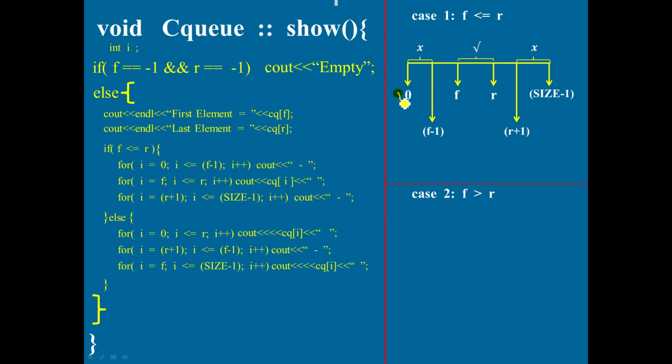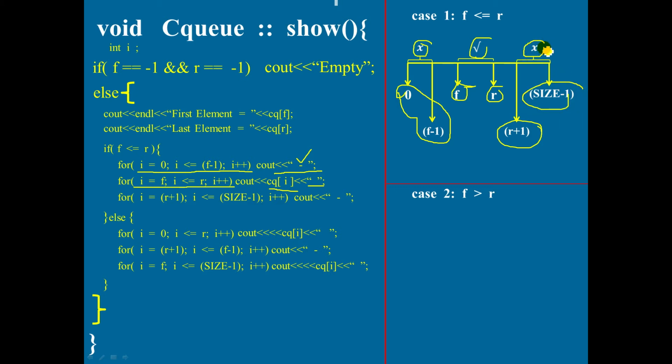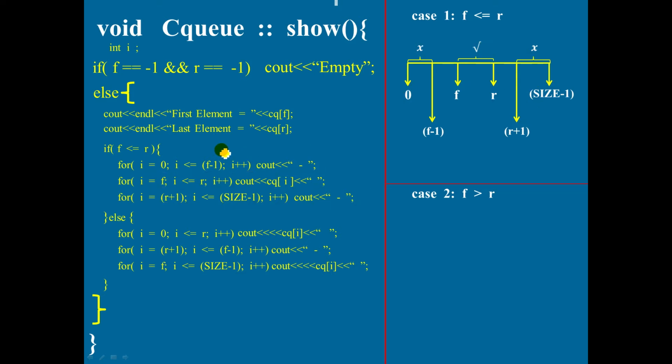You can see that from 0 to f - 1, elements are not there, and it comes here. i = 0, i <= f - 1, i++, cout << "-", meaning elements are not there. Again from f to r, elements are there, and it comes here. i = f, i <= r, i++, elements are there. So CQ[i], output operator, space. Again from r + 1 to upper bound, elements are not there. So this code easily you can study based on this number line.